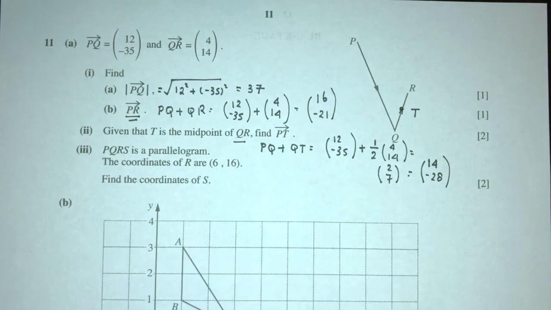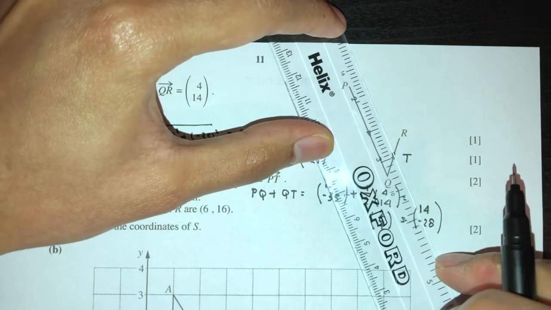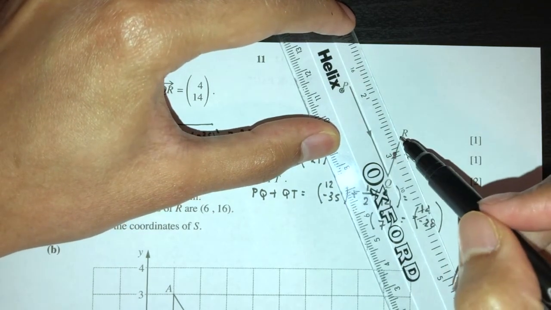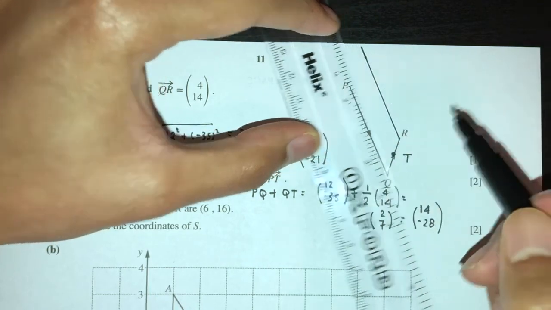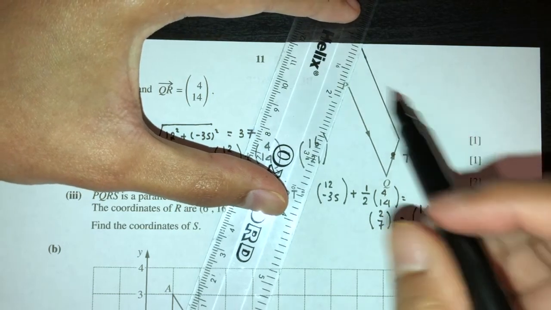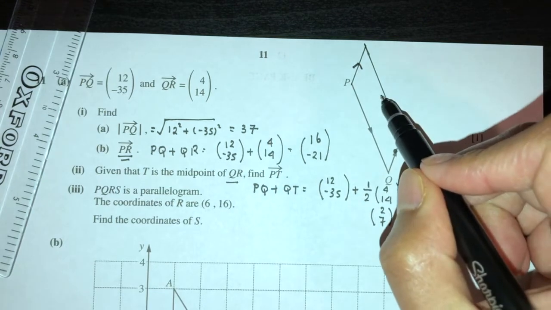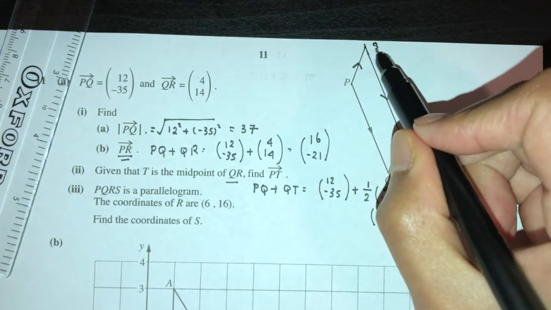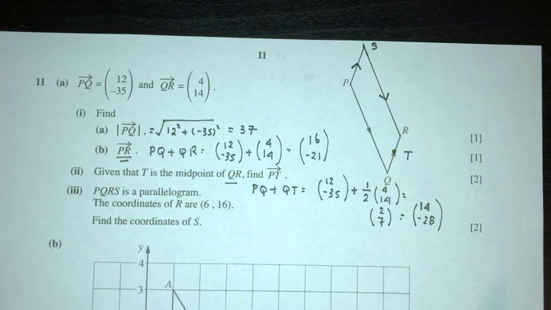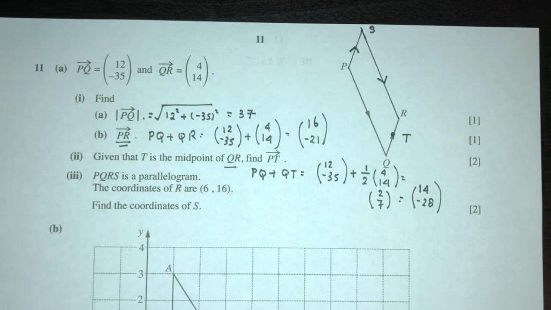Now part 3, we have PQRS is a parallelogram. So let's see what we can draw here. For example, S will be somewhere over here, for it to be parallel somewhere at this point, because these two sides have to be parallel to each other, right? This is your point S. This is the shape of a parallelogram with these two sides parallel. These two sides have to be parallel as well, and they're both equal in size.